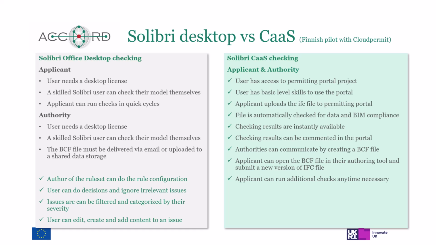In checking as a service, both applicant and authority have to have access to the permitting portal. They only have to retain basic levels of skills to use the portal. The applicant uploads the file. The file is automatically checked. No visual details shown. No 3D available during the checking. Checking results are instantly available, and there you have a simple 3D representation of the model.